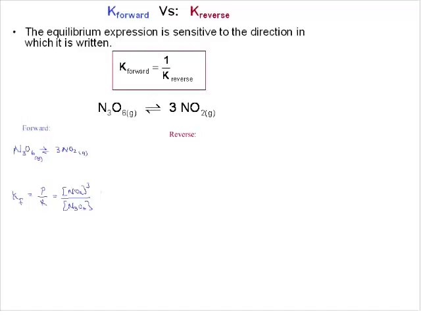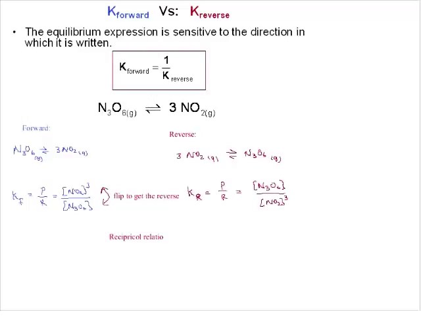Okay? Now, if we want to get the reverse of this particular reaction, what we're going to do is essentially flip it over. So in this case, if I want to write this reaction in the reverse direction, N3O6 is going to be a product now. So what I've done is flip the equation over because I'm talking about it in a different direction.